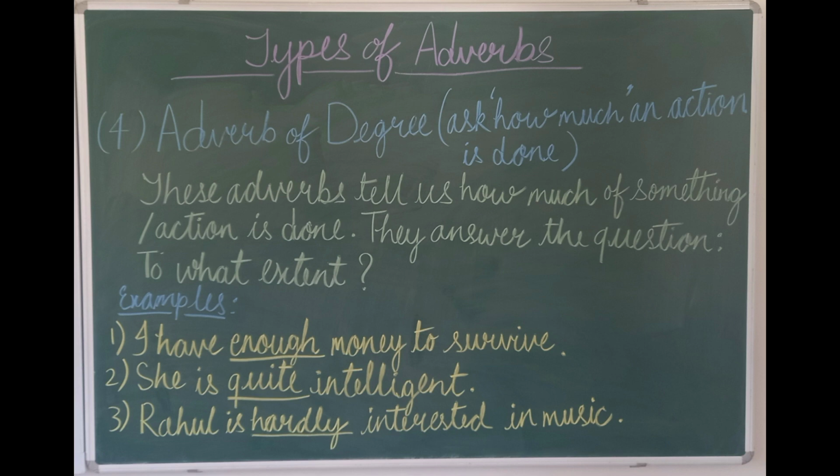Number 2, she is quite intelligent. Now ask a question how intelligent is she? Get the answer quite. So quite is adverb of degree. Next, Rahul is hardly interested in music. Now ask a question how much is Rahul interested in music? We'll get the answer hardly. All right. So hardly will be our adverb of degree.